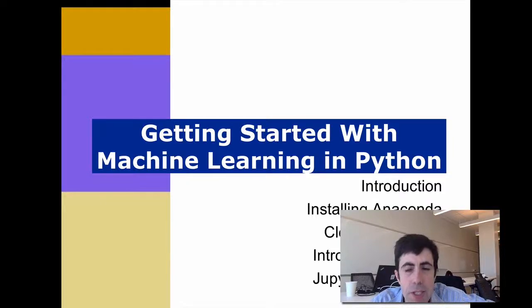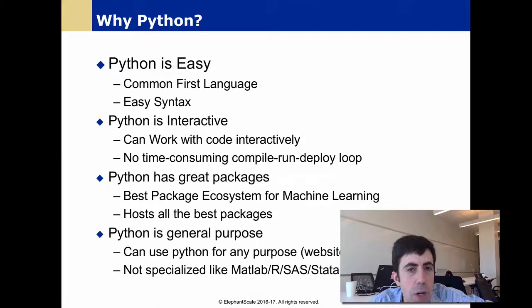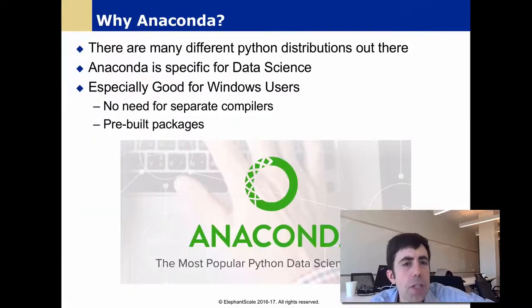Hello everyone, this is Tim Fox again, and I'm here to continue our series about getting started with machine learning in Python. So, hopefully you've seen my introduction. Right now I'm going to cover installing Anaconda and Git. So that's where we are here. And I'm going to do this specifically on the Windows platform.